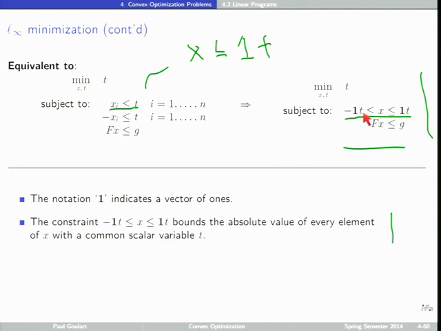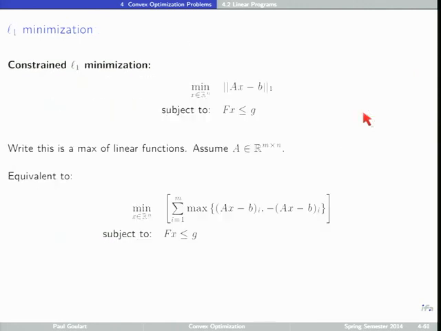Okay, so this is giving us a nice linear program to solve. And then the counterpart to this would be the one norm. So the one norm says take the absolute value of every component of a vector, and instead of taking the biggest one, just add up all the absolute values instead. Okay, so now I want to show you that you can turn this one into a linear program also.